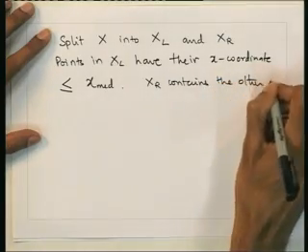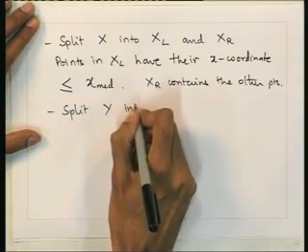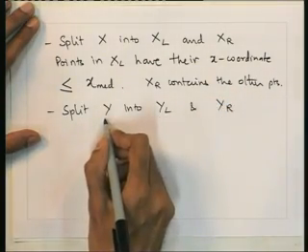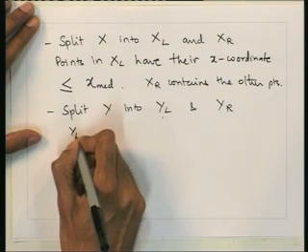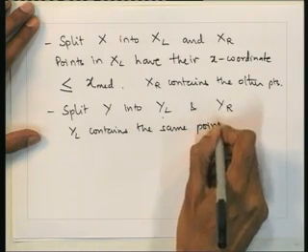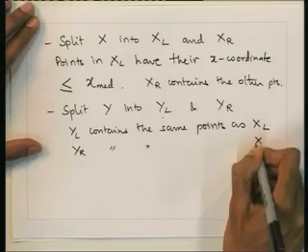Similarly, split Y into YL and YR. Remember, Y is sorted on y coordinates, so YL and YR will also be sorted on y coordinates. YL contains the same points as XL, only sorted in y coordinates. Similarly, YR contains the same points as XR. So, this actually divides the input into two parts. Initially, you had these sorted arrays X and Y, and now you have created XL, XR, YL, YR.